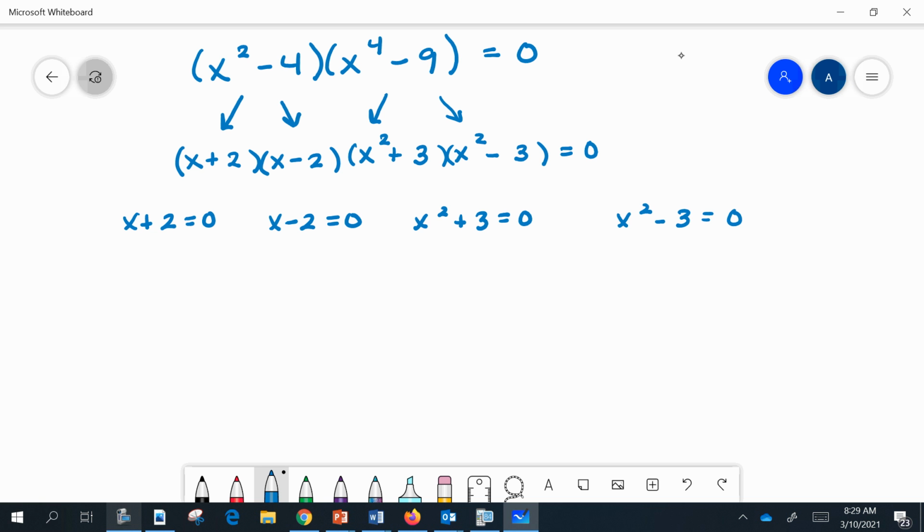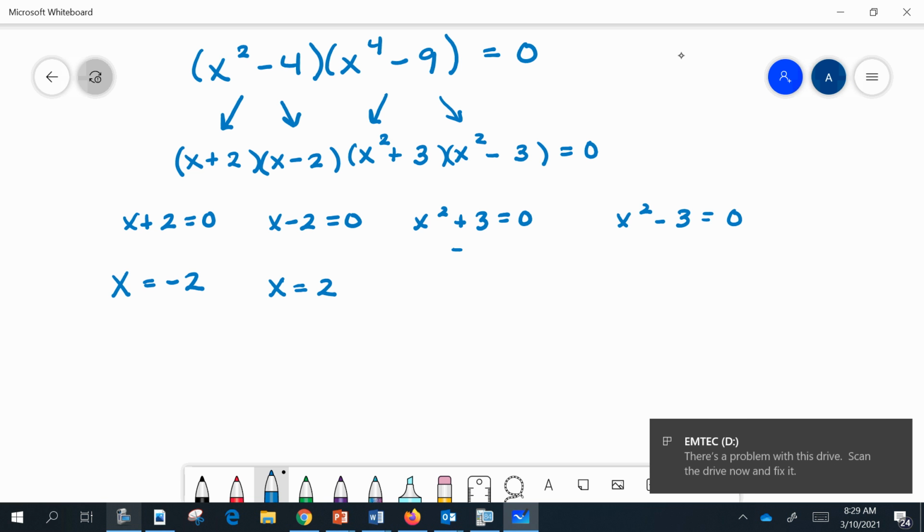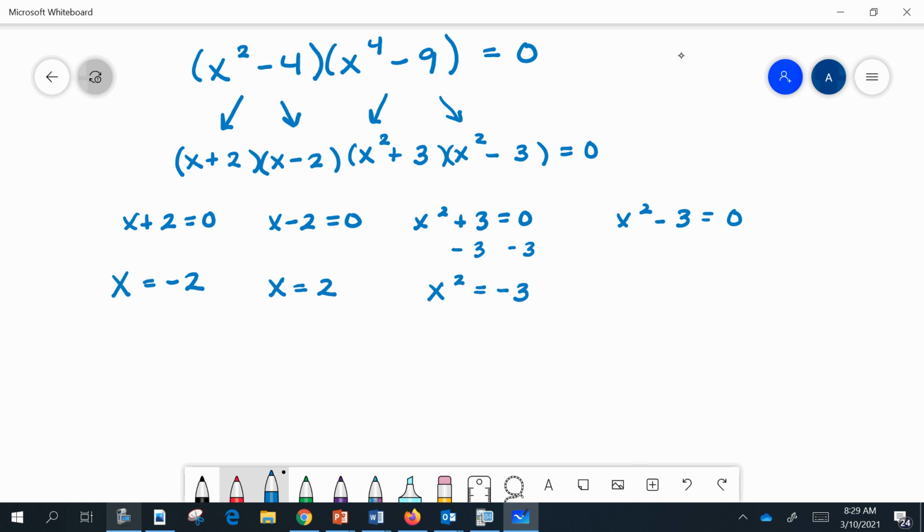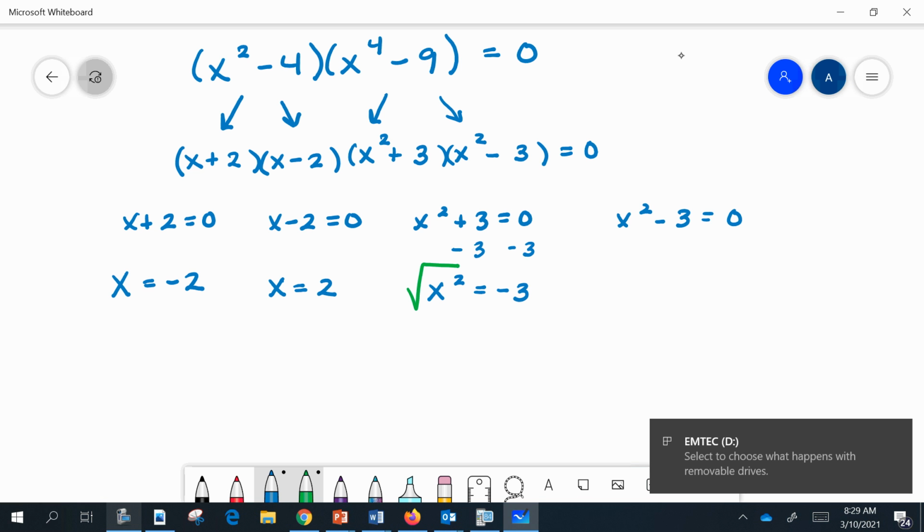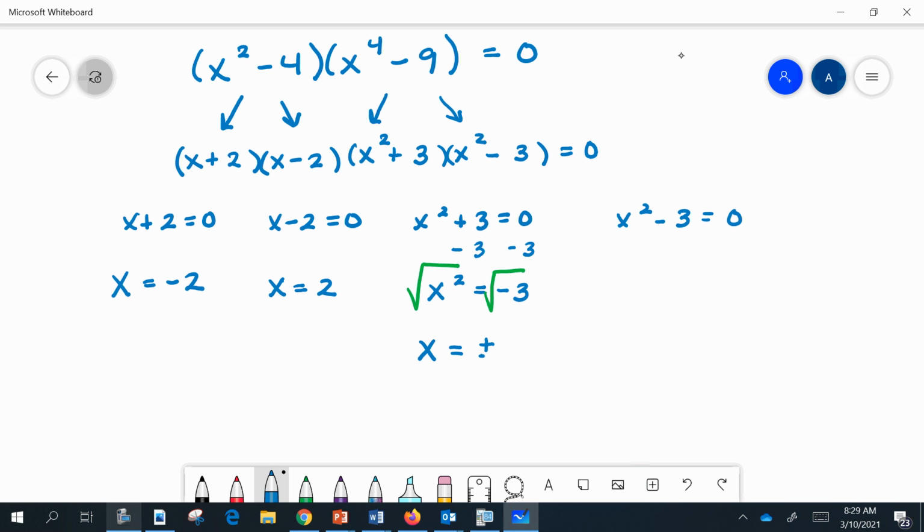I'm going to minus the 2 over, and we will get x equals negative 2. I'm going to add over the 2, and we get x equals 2. Now this one's going to be a little bit more work. I'm going to minus the 3 over, okay? And now we get x squared equals negative 3, and I need to square root both sides to solve for x. So we get x equals, always put plus or minus after square rooting both sides.